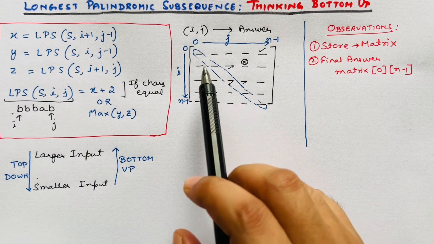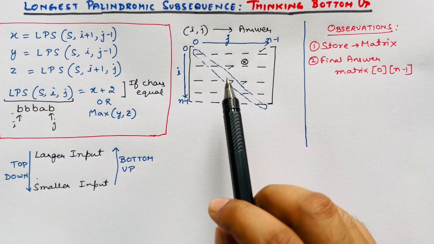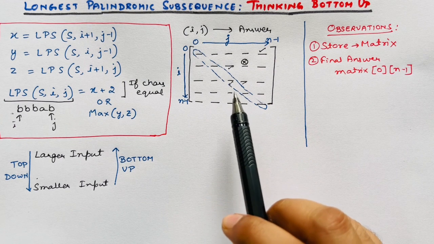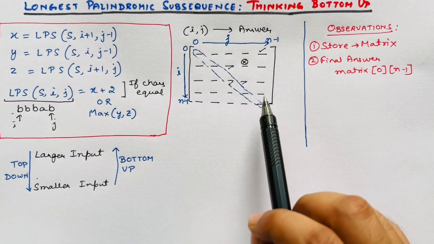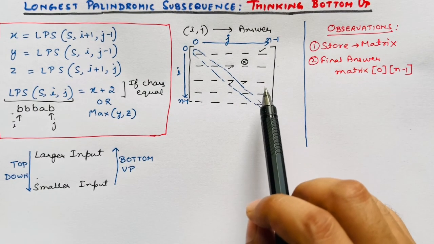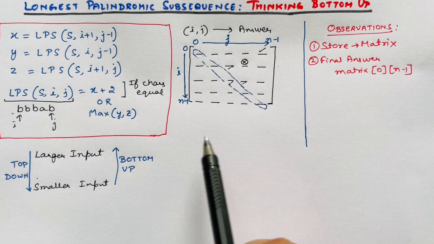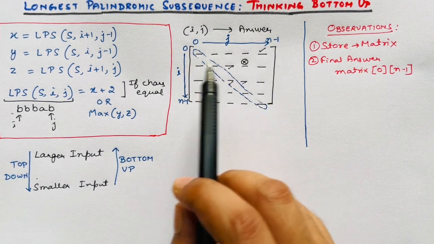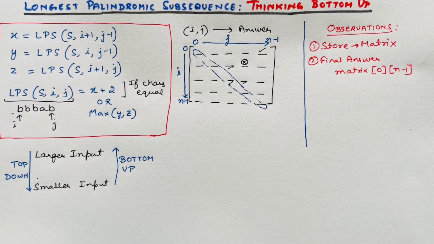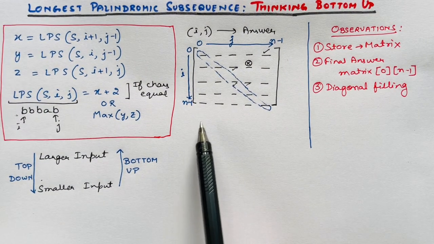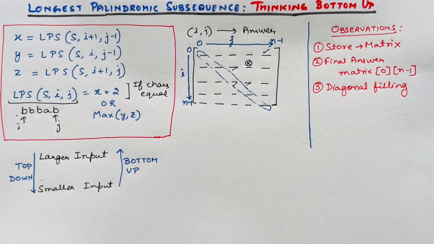Why? Because all elements on this diagonal have i and j as equal. That means there is only one character of that string that we are considering right now. So this will be length equal to 1. Similarly, length equal to 2 will be the next diagonal. Length equal to 3 will be the next diagonal, and so on. That means we are not filling this matrix in a simple row-wise manner, but we are filling the matrix diagonally. And what will be the dimensions of this matrix? It will be n cross n, as n is the length of this string.